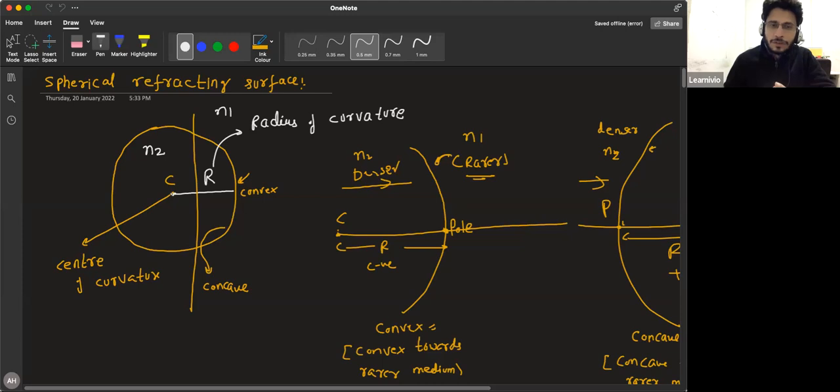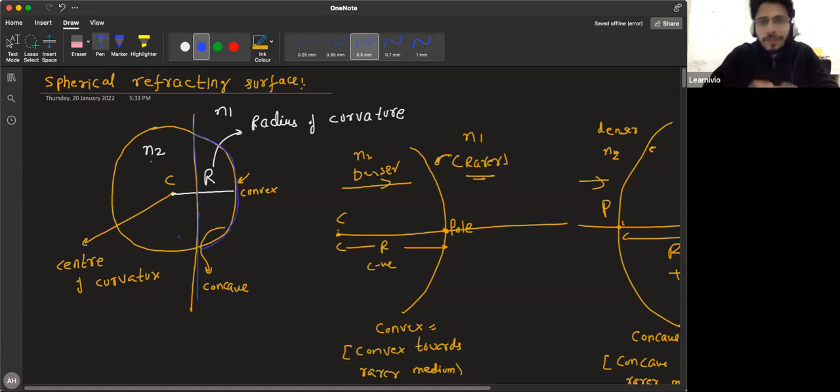The center of the glass sphere is C. The radius of the glass sphere is R. The medium inside the glass sphere is n2, and the medium outside is n1. If you cut a portion of this glass sphere, then this portion will behave like a spherical refracting surface. Lenses are combinations of two or more spherical refracting surfaces, so this is the foundation of lenses.